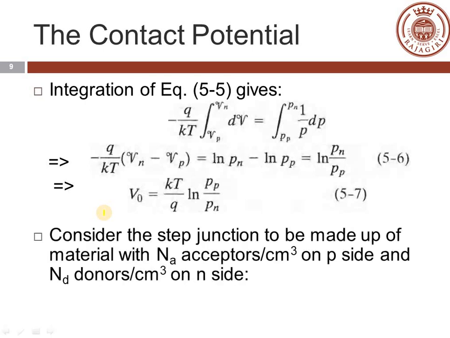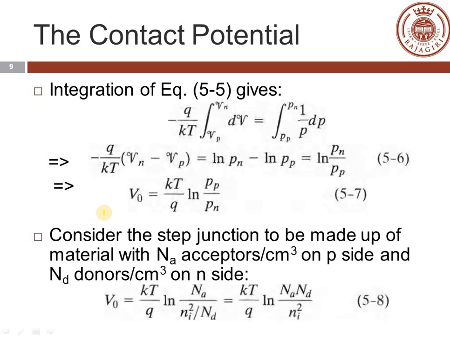Now we are assuming on the p side our doping concentration is Na, and on the n side our doping concentration is Nd. So for the p side we can write it as Na, and on the n side the electron concentration is Nd. So hole concentration pn will be equal to ni square by Nd. Then we can write this V0 as kT by q ln Na Nd by ni square.